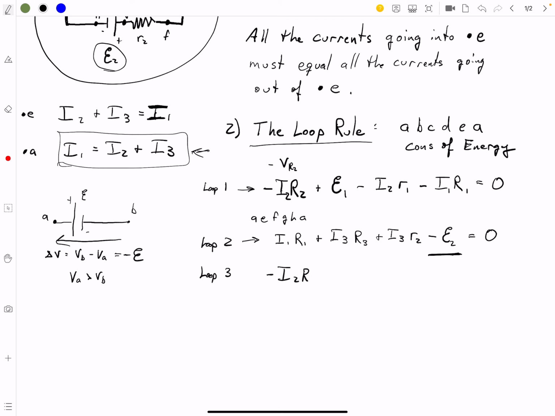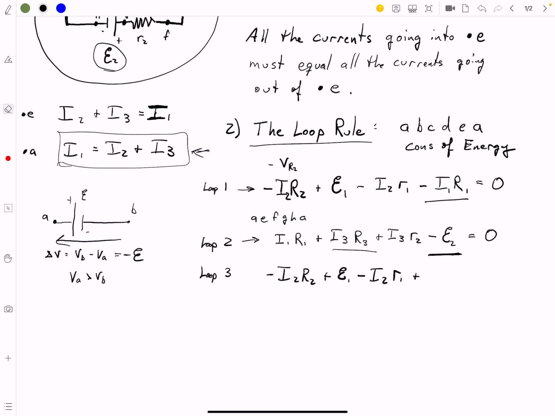So I2 R2 plus epsilon 1 minus I2 internal resistance 1. But it doesn't take us down the middle, so we can't use that term. But we do go to this term, and we continue in the same direction. So we're going to add I1 R1. I'm sorry, we don't ever cross R1. So that did not happen.